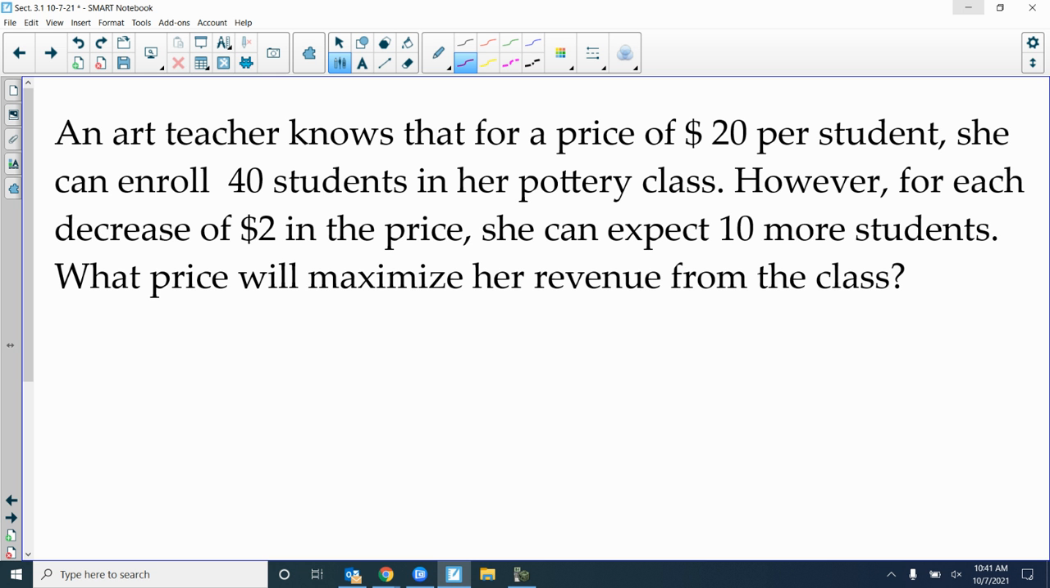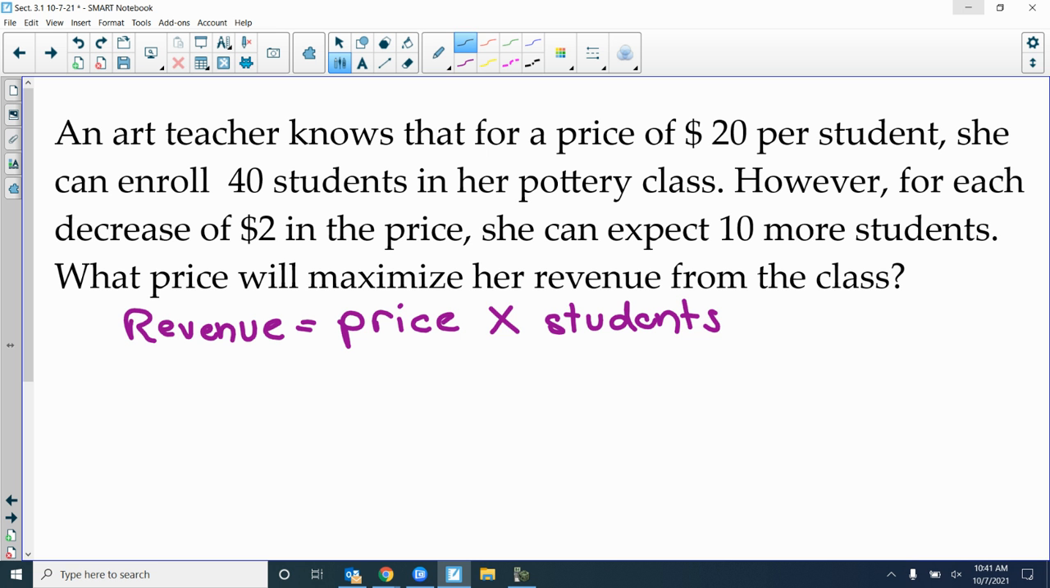Well, hold on. I'll just write, first of all, revenue will equal price times students. And R of x. All right, what would be a function to represent that revenue? Because the price is changing and the number of students is changing. It's not going to be constant. It's not 20 and 40. And the next time it was 18 and 50. And then it would be 16 and 60. How can I come up with a function to represent that? Any ideas?